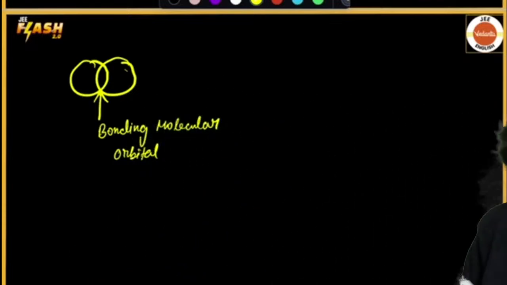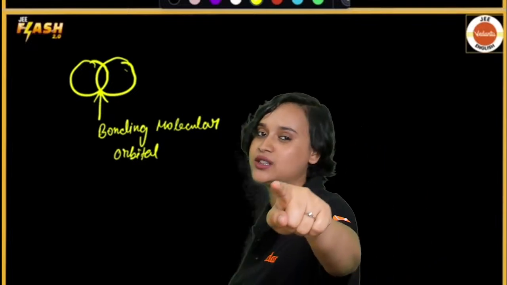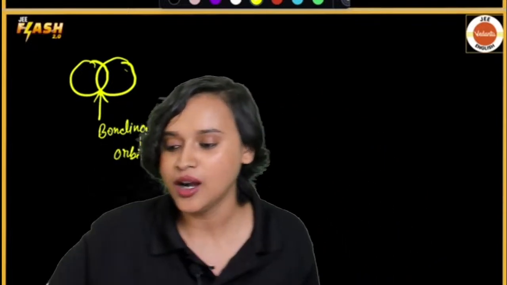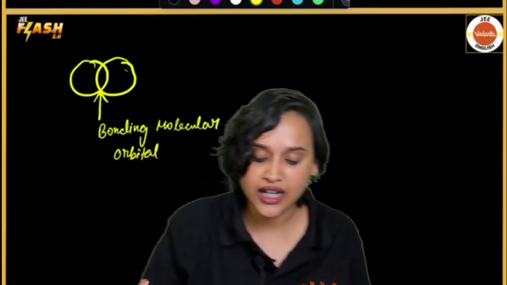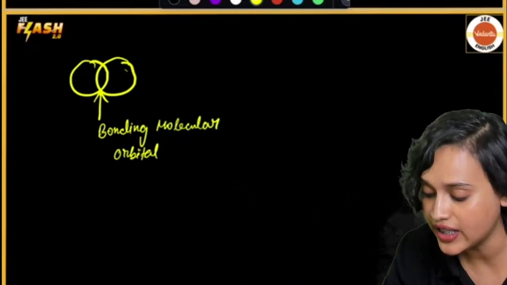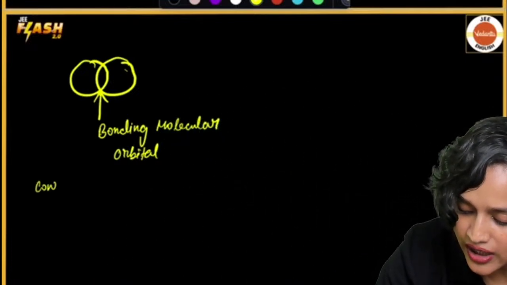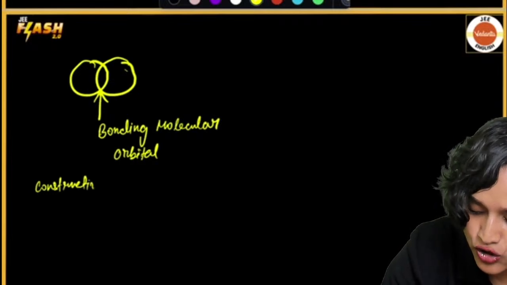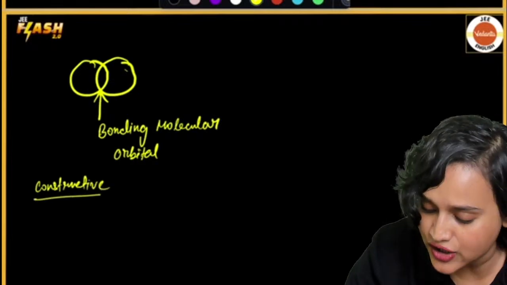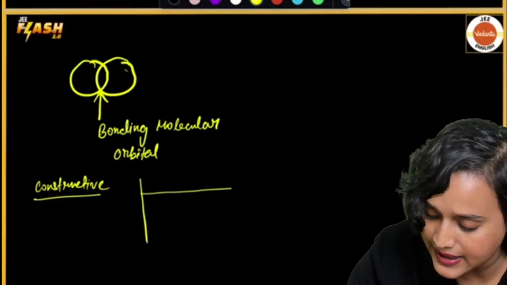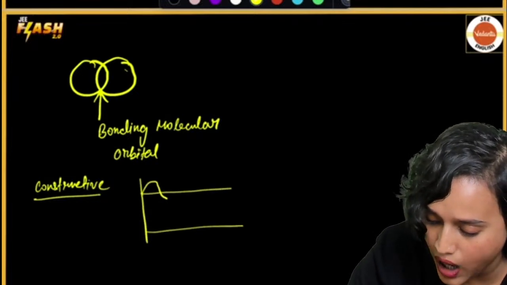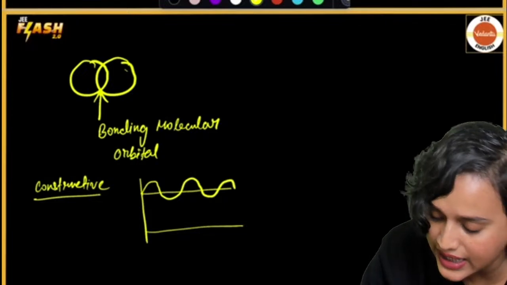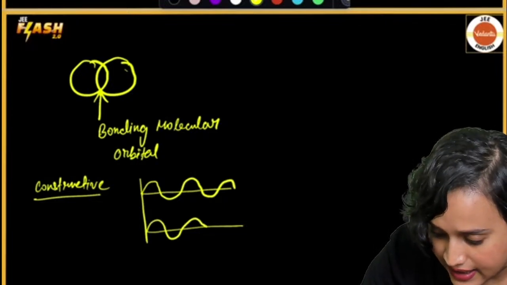So that means every time 2 atomic orbitals are mixing up, they are giving you 2 molecular orbitals. One is a bonding molecular orbital, the other one is an anti-bonding molecular orbital. So the destructive and the constructive interference somewhat looks like this. If it is constructive, then you see something like this. Let's say these are 2 waves, so you will have 1, 2, like this, right? Similar.